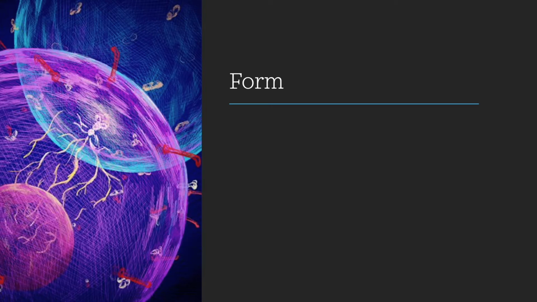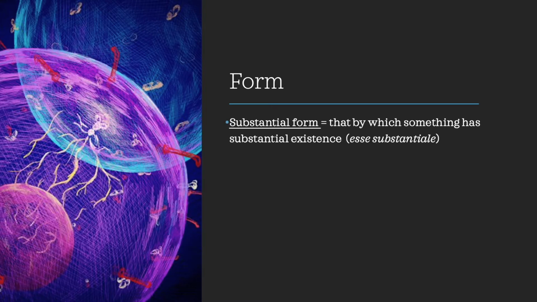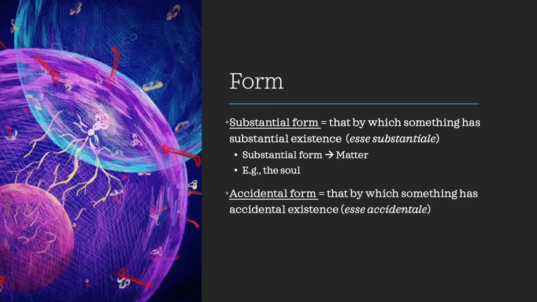Now let's talk about form. Substantial form is that by which something has substantial existence. Substantial form corresponds to matter, that is, matter properly speaking, which is a potency to substantial existence. An example of substantial form is the soul of an animal. That's because the soul is that by which an animal comes into existence.